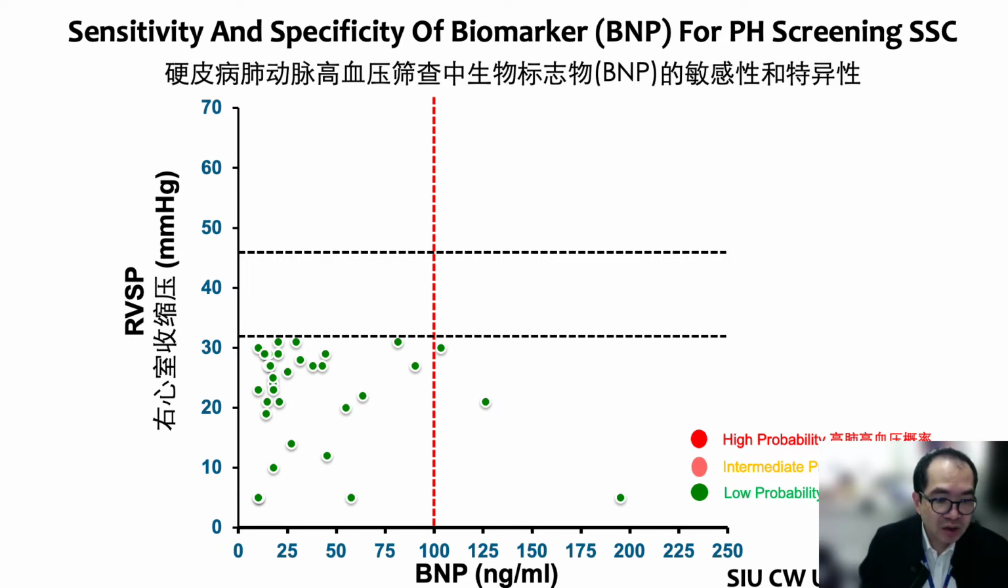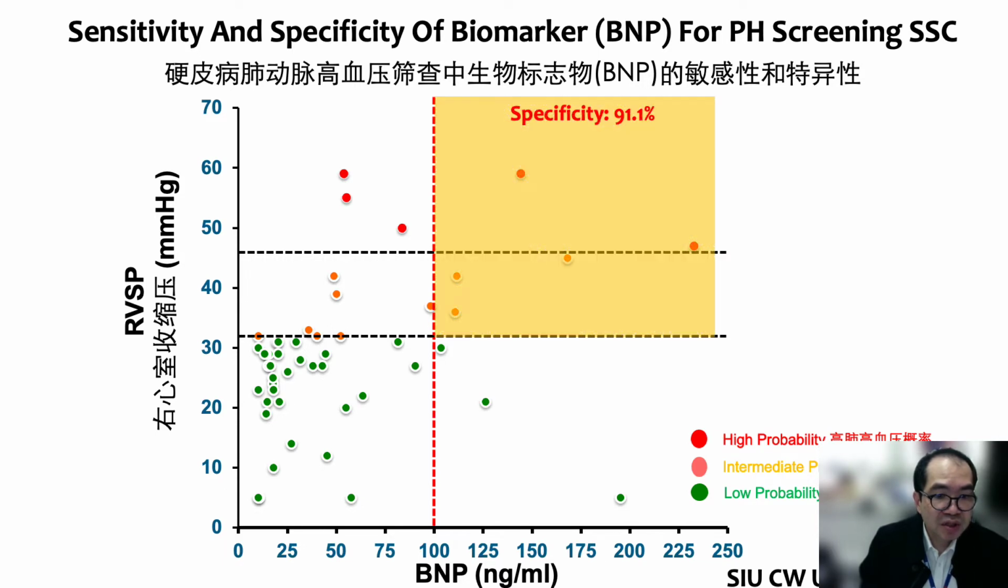And if you see here, for patients with low probability, as classified by the echocardiography, their BNP tends to be low. At the same time, the RVSP is low. And for patients with intermediate probability, they have a higher RVSP, and the BNP is in the middle. And for the few patients with high probability, they have a high BNP and also high RVSP. However, the specificity is very good, 91%, but the sensitivity is not very good, only 68%, suggesting that this method may not be very sensitive to pick up all patients with pulmonary hypertension.